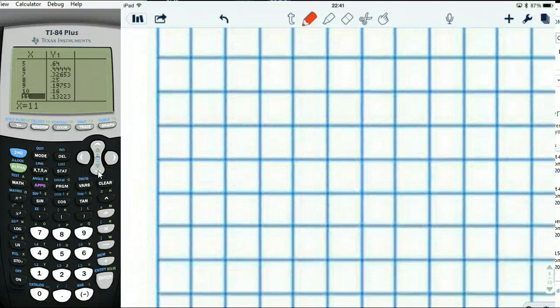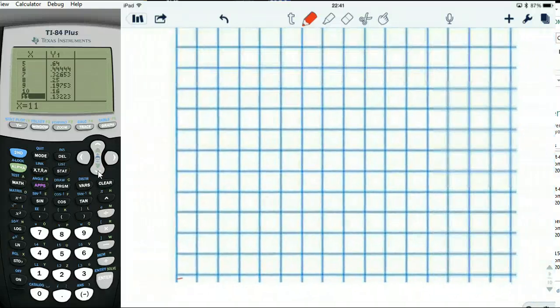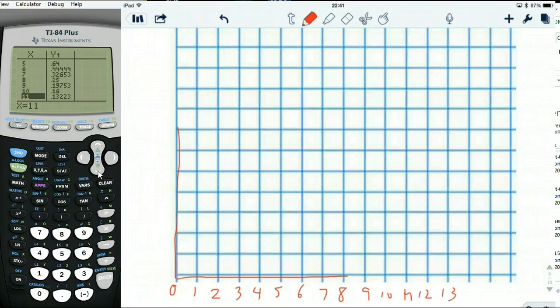I would use a ruler, of course, if this was the test. And I'm going to put 0, 1, 2, 3, 4, 5, 6, 7, 8, 9, 10, 11, 12, 13, 14, 15, 16. And then on the y-axis, we're going to count by tens, remember? 40, 50, 60, 70. Okay, and then we'll go back and get our data.